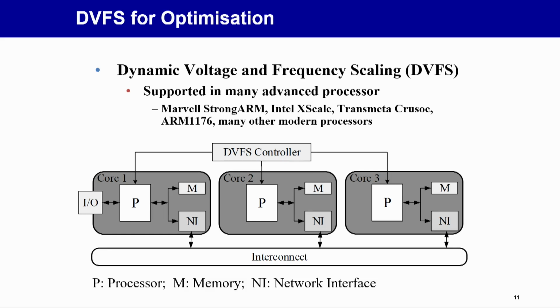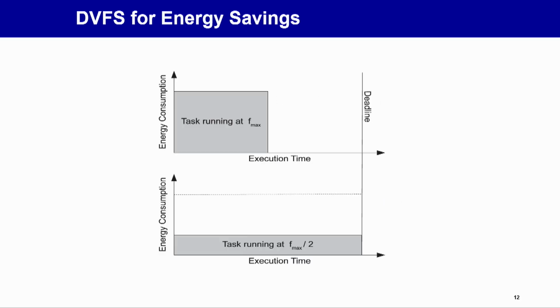Let's say we have this 3 core platform. There will be a controller attached to each processor. It's going to define whether you run this processor at high voltage and frequency or low voltage and frequency, and that you typically define based on how much workload there is. This is again, you can say, to save power. So we can look at the example of how this can be used for energy savings.